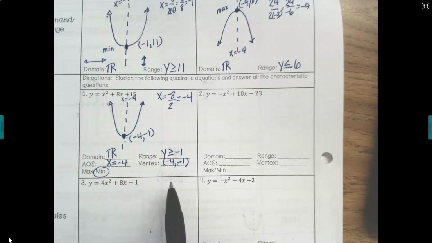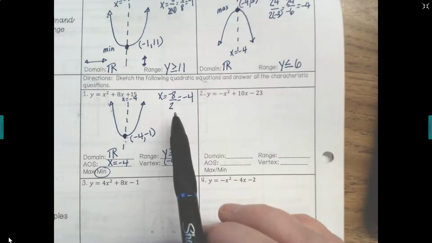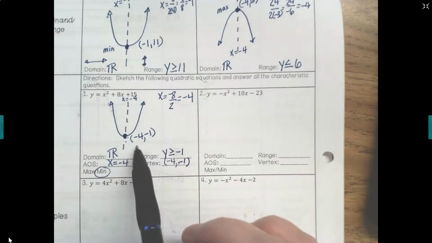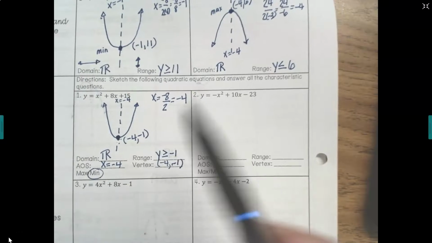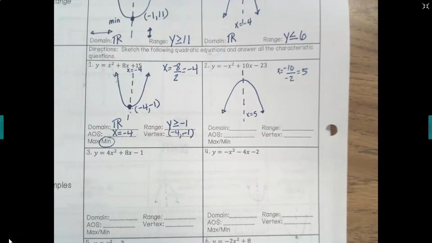Now, we just do the same things. You need to decide, is it opening up or down? You want to get the axis of symmetry, and then you can use that to get your vertex. So what I want you to do is pause the video and sketch the graph. Well, let's see how you're doing.